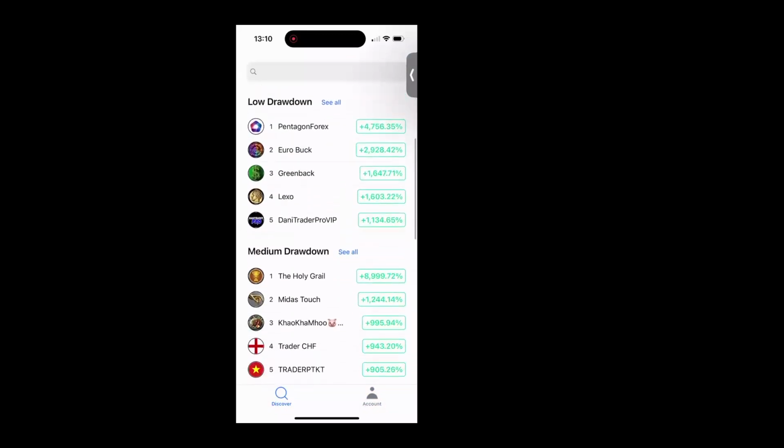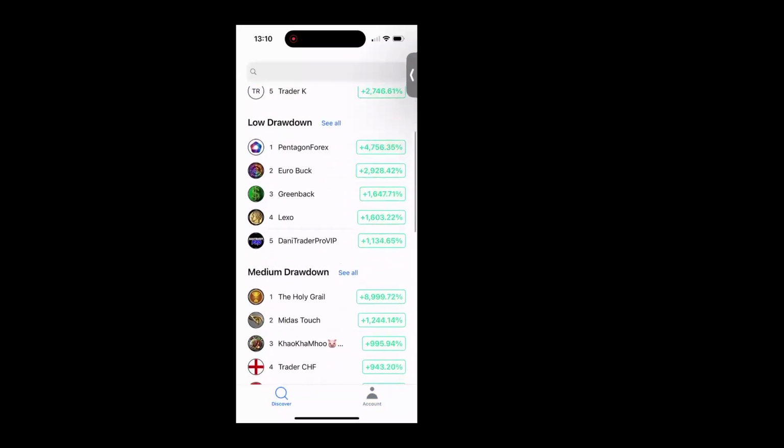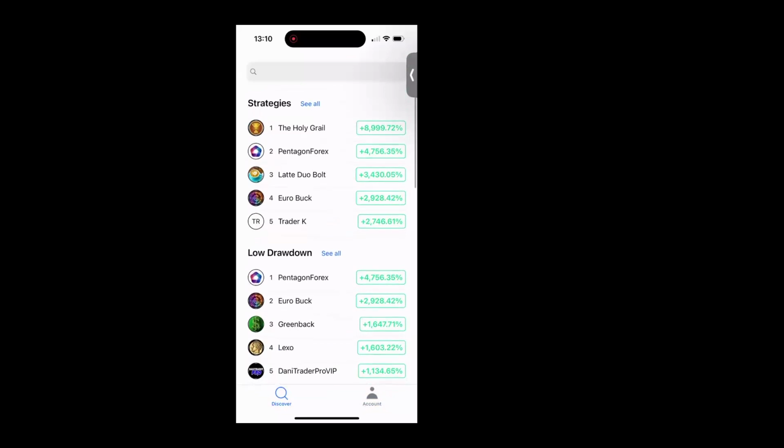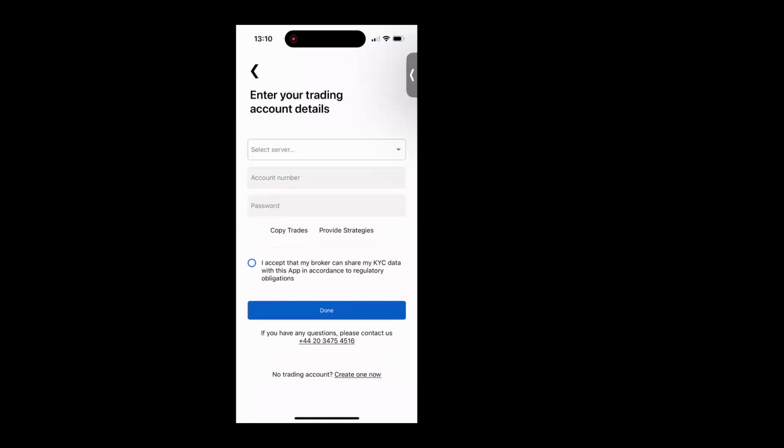You can see that there are hundreds, if not thousands, across the whole app, and I'll come on to that in a moment. But first and foremost, the most important thing to do to get started with copy trading is to link an account. It's very much like the MT4, MT5 app, which I'm sure you're all familiar with. It's not just that you need to download an app, you need to connect your trading account. That's why on the account button it's signposted in big bold letters, link an account.